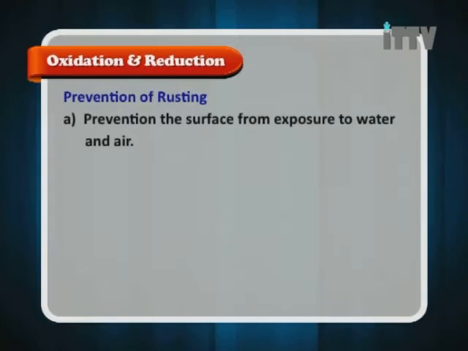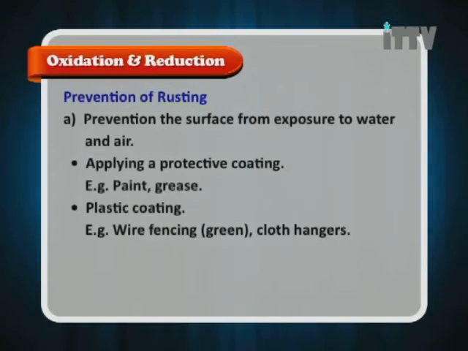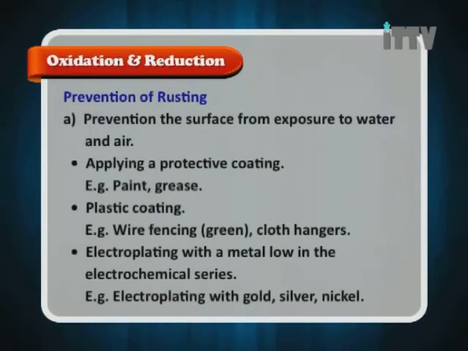Firstly, we need to prevent the surface from exposure to water and air. How do we do that? Firstly, applying a protective coating, for example, paint or grease or even wax. Secondly, we could have a plastic coating, for example, wire fencing that is green or even clothes hangers. Thirdly, electroplating with a metal low in the electrochemical series, for example, with gold, silver or nickel.